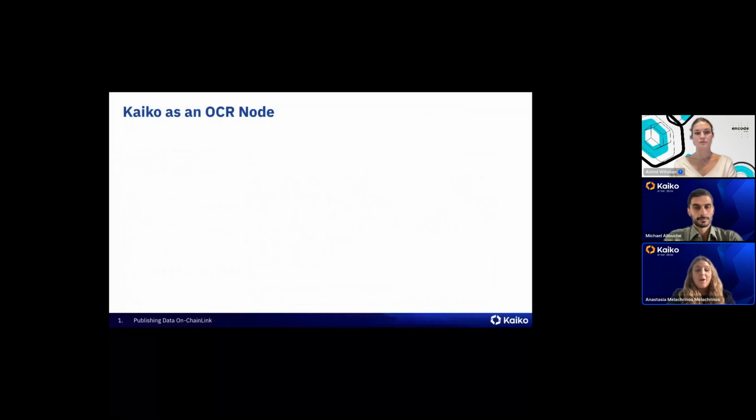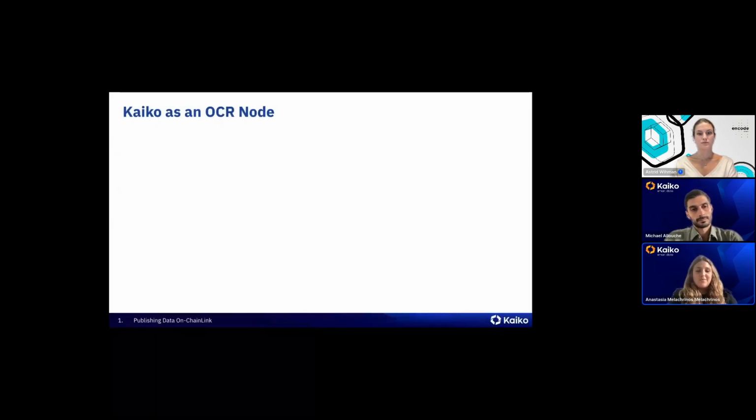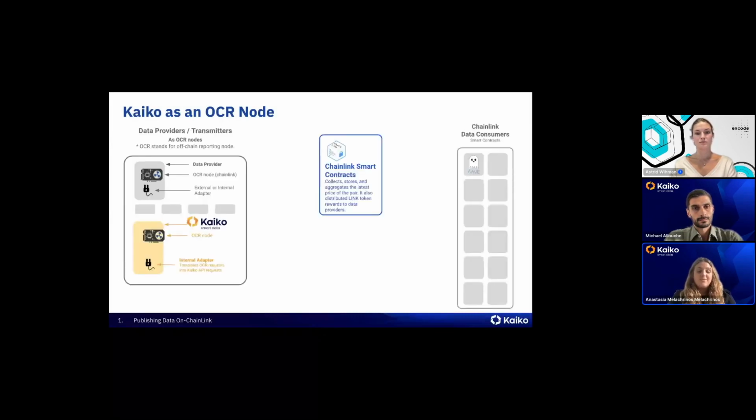Now I'll explain to you how it works on the technical front: who participates in the data generation and consumption process, and really where the data comes from and goes in order to end up in the data consumer's hands. In the OCR environment, we have three participants. We have the data providers who act as OCR nodes. OCR, by the way, stands for off-chain reporting. We have Chainlink smart contracts, and we have the data consumers. And we will see how the three are actually related when it comes to the data.